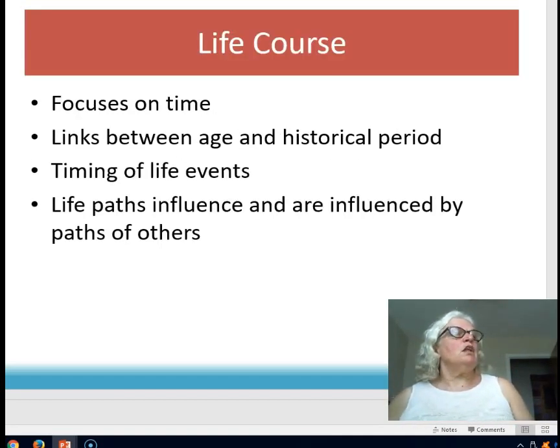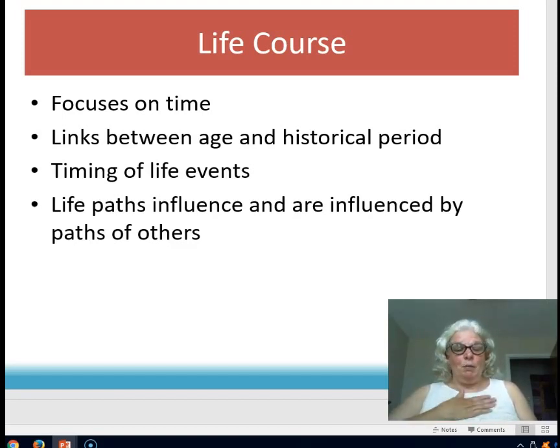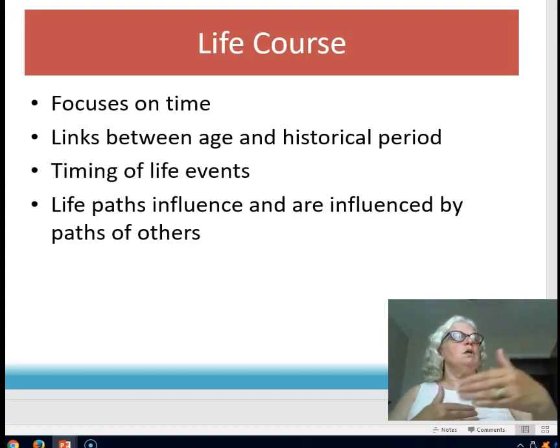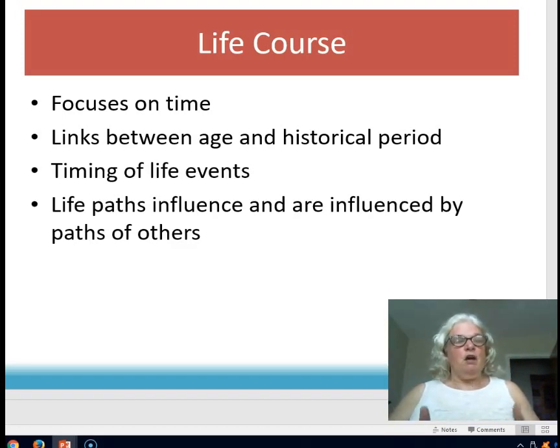And finally, as we look at life course theory, this focuses on time, the link between age, the historical period we're part of, the timing of life experiences, and the life paths that are influenced by the paths of others. So if you had a happy childhood, think about this. We know that there are such issues as bonding between parent and child. And if they are nurtured and cared for and loved at a young age, they learn to love in their teenage years and their young adult years. They know that path, that they're influenced by the things that have happened to them in the past.